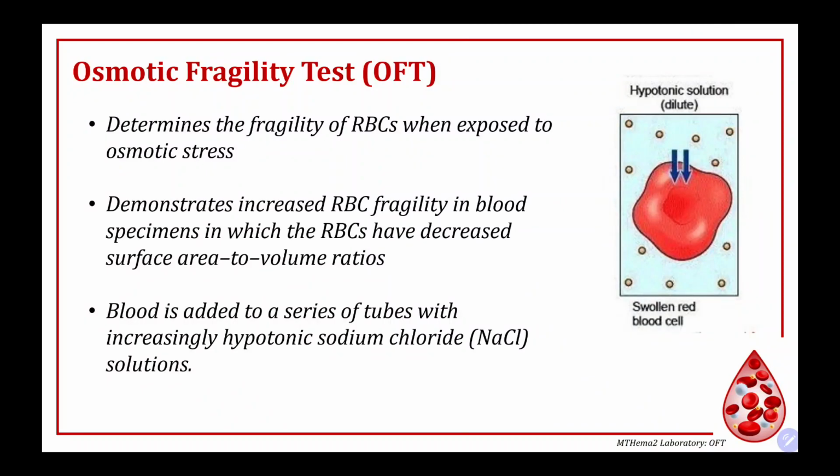Let's now go over to our main experiment, which is the osmotic fragility test. When we say osmotic fragility test, or simply OFT, this determines the fragility of the RBCs when exposed to osmotic stress. This demonstrates increased RBC fragility in blood specimens in which the RBCs have decreased surface area to volume ratios. In this experiment, blood is added to a series of tubes with increasingly hypotonic sodium chloride solutions.